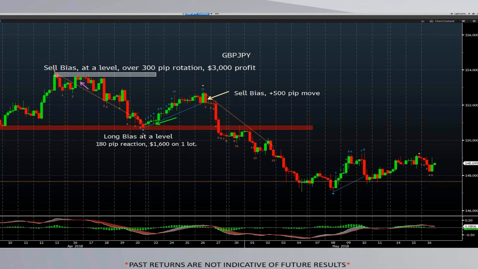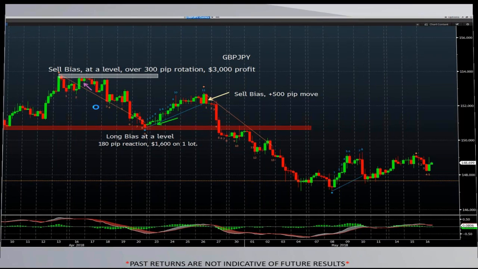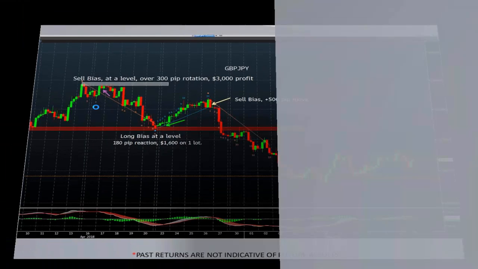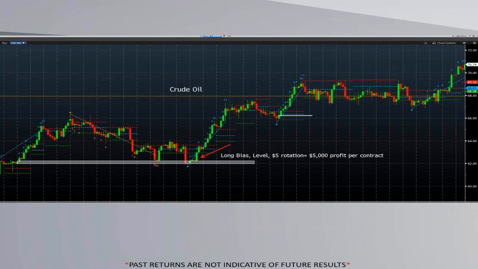So the trick is, over time, keep those losses very well contained, but understand how powerful those levels are when they work. It's not using an indicator. It's not using something that's strange to you. It is simply prior price action.